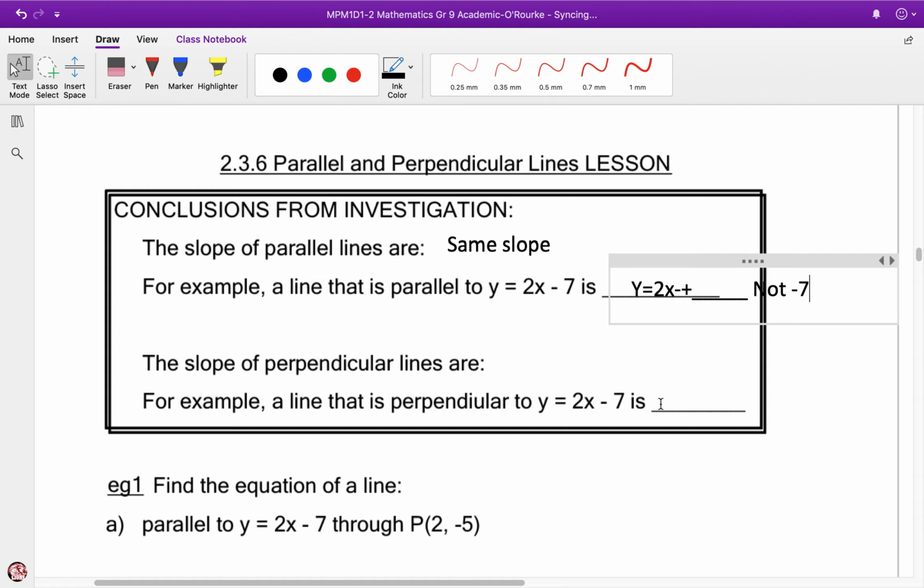And a perpendicular line for this one will be y equals, we're going to flip it so it's 2 over 1, so it's going to be 1 over 2. And it's positive beginning, so I'm going to make it a negative x, and I can make it anything. So plus or minus any number.